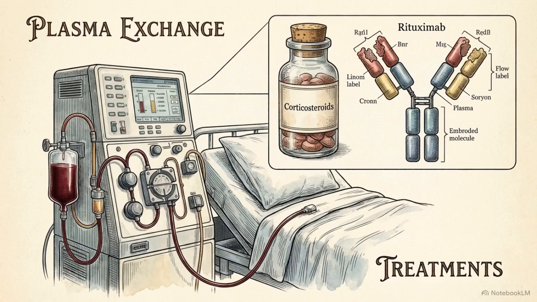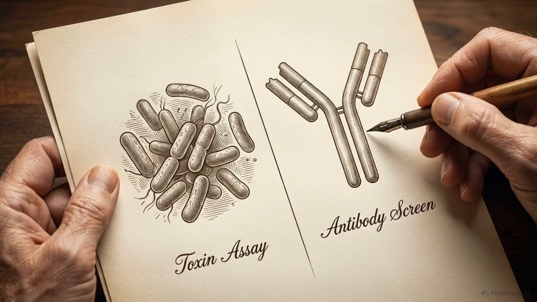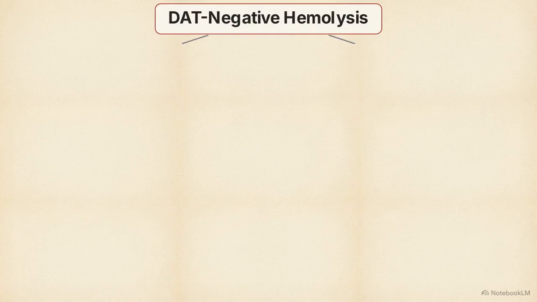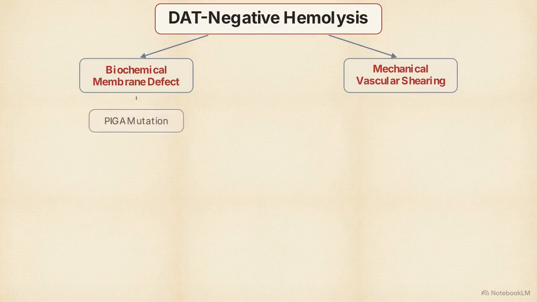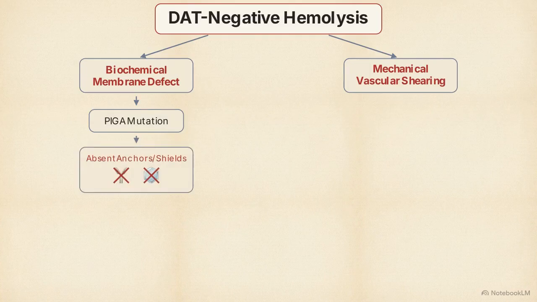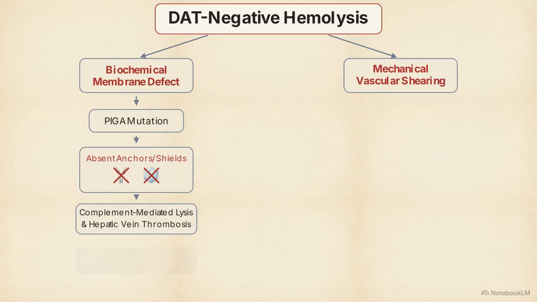and rituximab. Determining whether a toxin or an autoantibody is driving the mechanical destruction is the key to selecting the correct treatment. Diagnosing DAT-negative hemolysis involves distinguishing between a biochemical defect in the cell membrane and mechanical shearing within the vasculature. A PIGA mutation creates a biochemical defect, stripping cells of the GPI anchor. This leads to complement-mediated lysis and hepatic vein thrombosis, confirmed by flow cytometry.